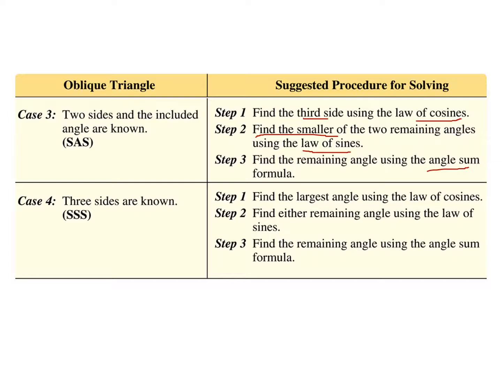Now, if you know all three sides, you can use side, side, side. So find the largest angle using the law of cosines. Find either of the remaining angles using the law of sines, and then use the angle sum formula to find the last angle.